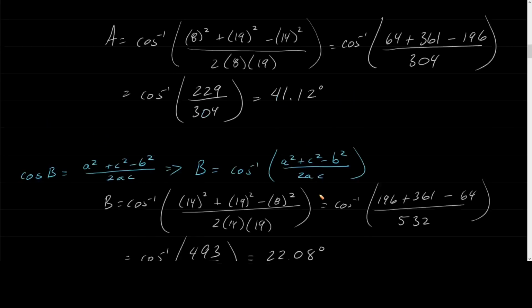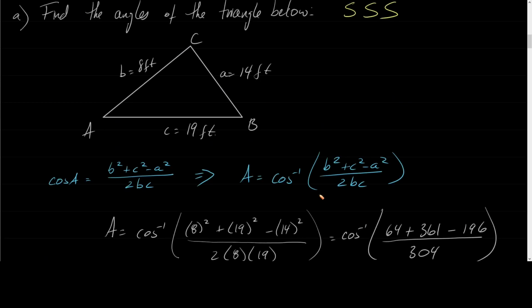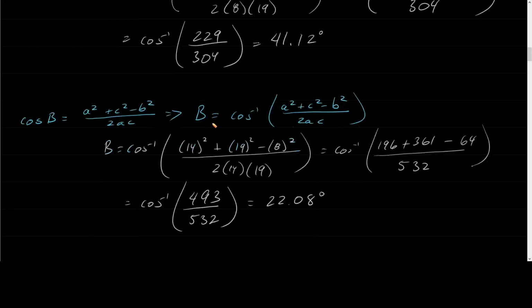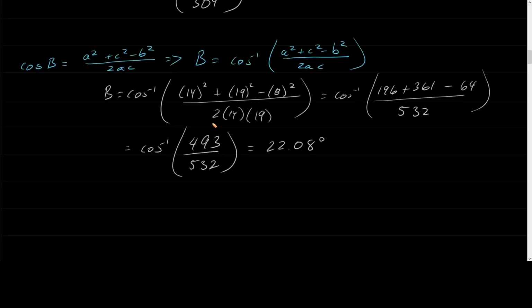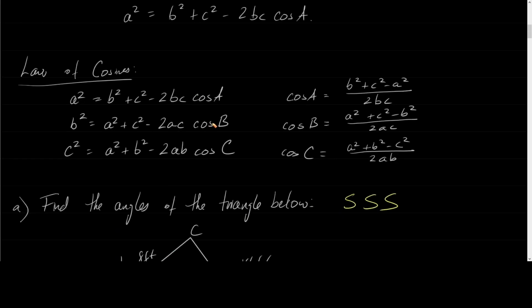At that point, we've got 2 angles already, so we really can figure out the third angle, right? Because we know that the sum of all 3 angles is supposed to be 180 degrees. But for the sake of practice here, let's go ahead and use the law of cosines to figure out angle C.